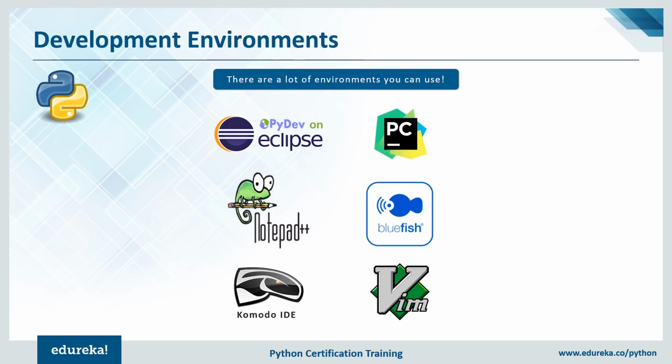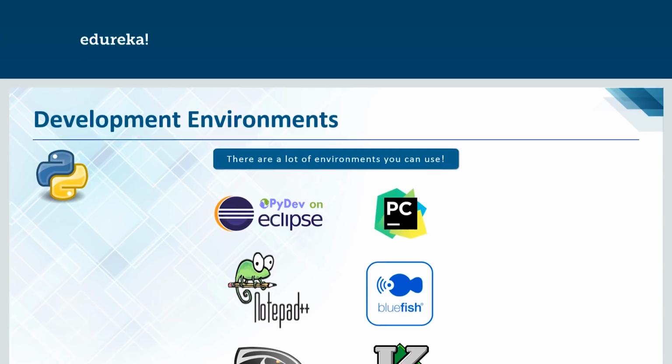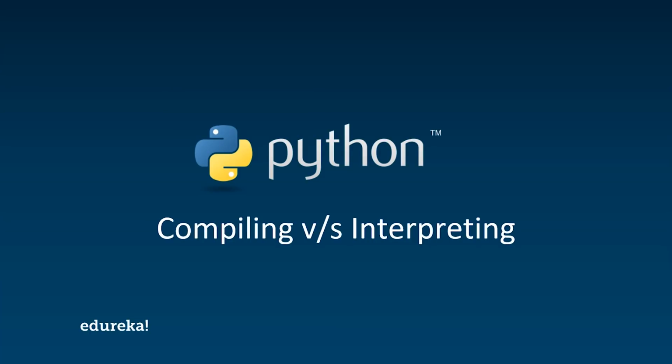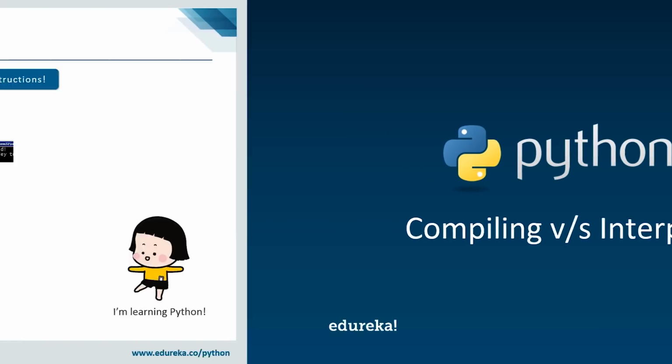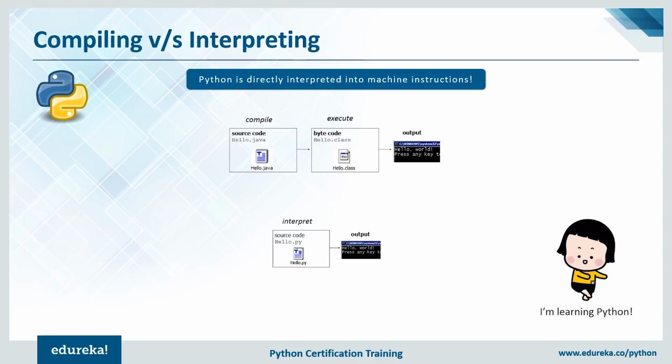So we have the environment set. What's next? Well guys, we need to check out a little bit about what's compiling and interpreting as well. So consider the diagram on the screen. Well, Python is definitely directly interpreted into machine instructions, but what is the process of compilation? So let's say we have a source code in Java. So let's call this hello.java, right? Java is the extension. And this gets converted into bytecode, which then becomes hello.class. And hello.class is actually run on any machine to get us the output.